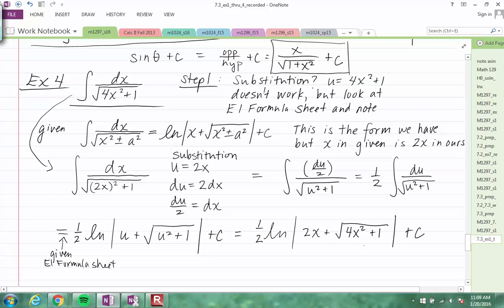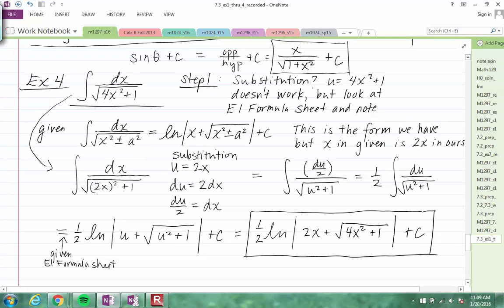So now we're done. You could do a bit more simplifying there with some log algebra, but that's good enough. So this was a really easy problem, it turns out, with just a substitution, but not an obvious substitution, and it involved looking at what we had on our formula sheet. So this is one again of the given integrals that we have.